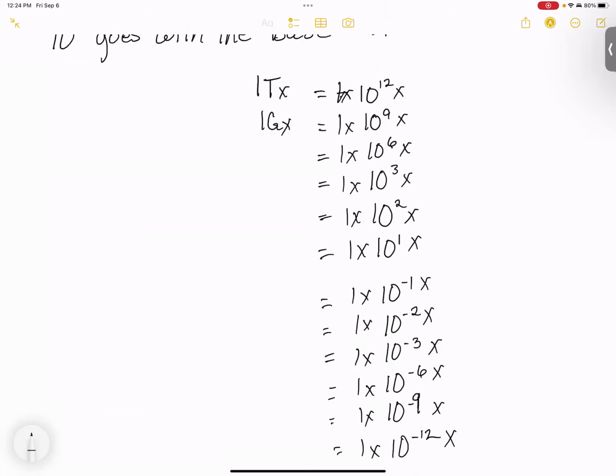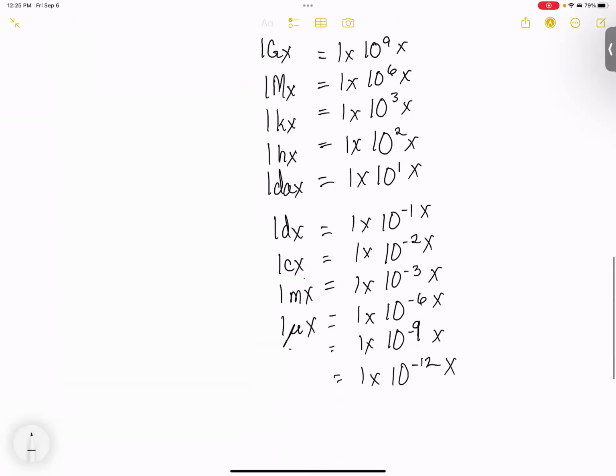So 1 tera, 1 giga, 1 mega, 1 kilo, 1 hecta, 1 deca, 1 deci, 1 centi, 1 milli, 1 micro, which is actually a Greek letter, 1 nano, and 1 pico.